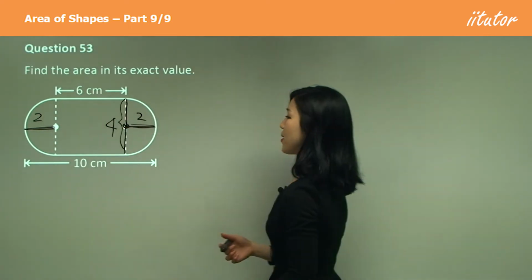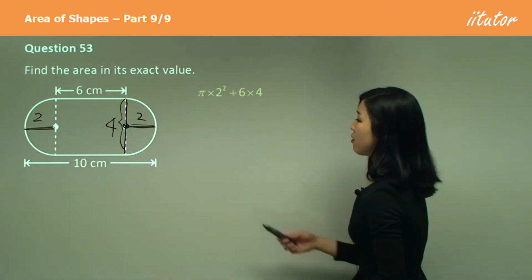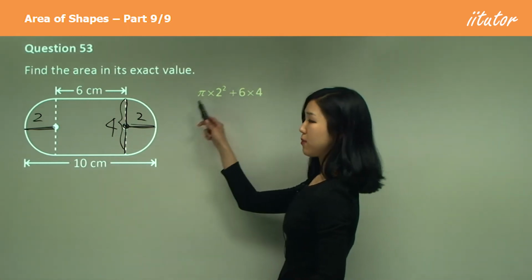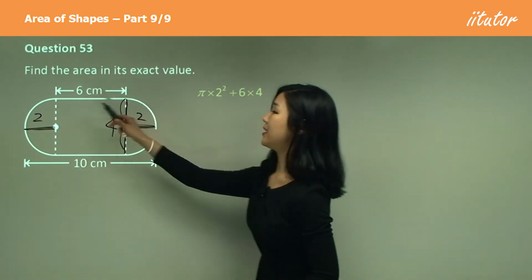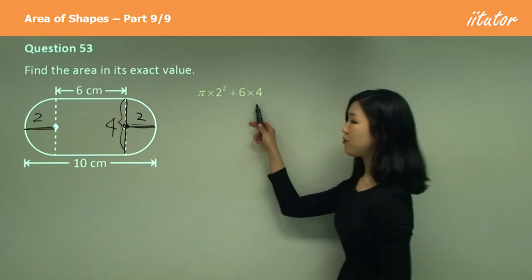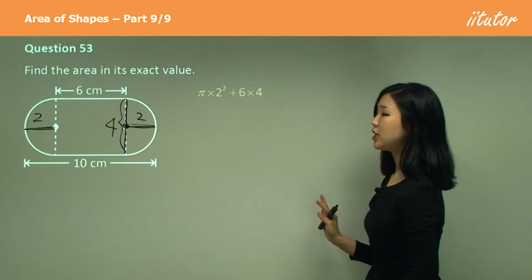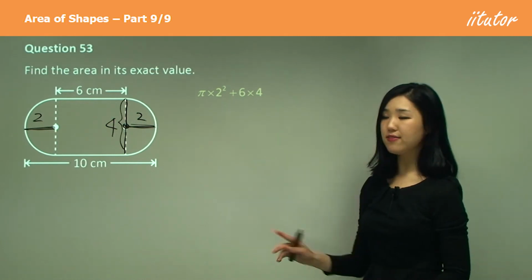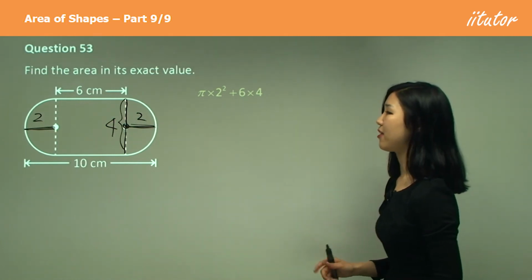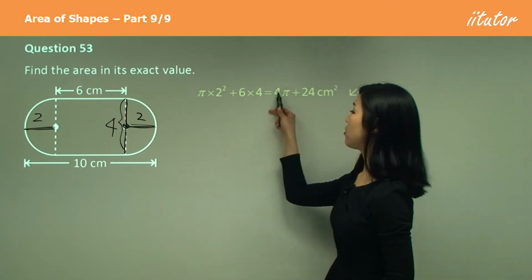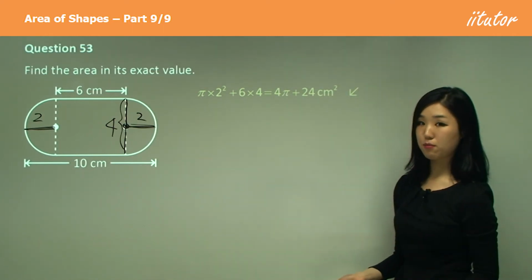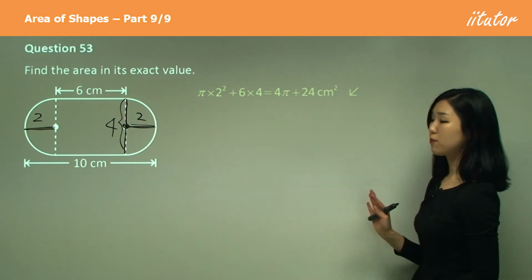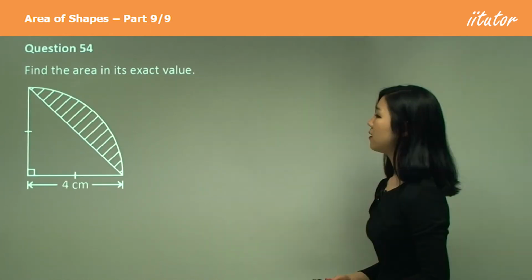So let's try doing the area. So we've got pi r squared, because that's the full circle where the radius is 2, plus 6 times 4 for the rectangle. Now do not put that in your calculator because they want you to put it in exact value. So 2 squared is 4, so we've got 4 pi, and 6 times 4 is 24, and that's it. That's the simplest form we can put it in. So do not put it into your calculator, okay?